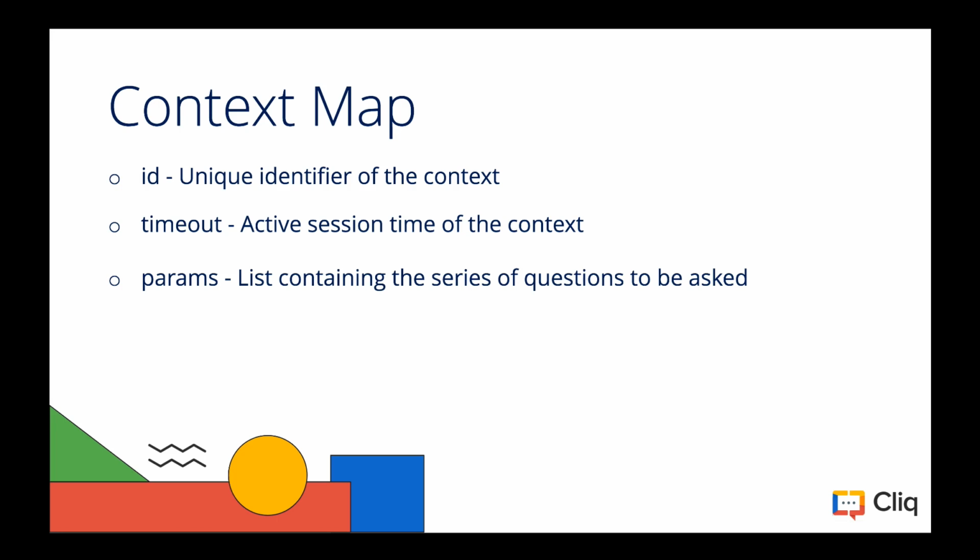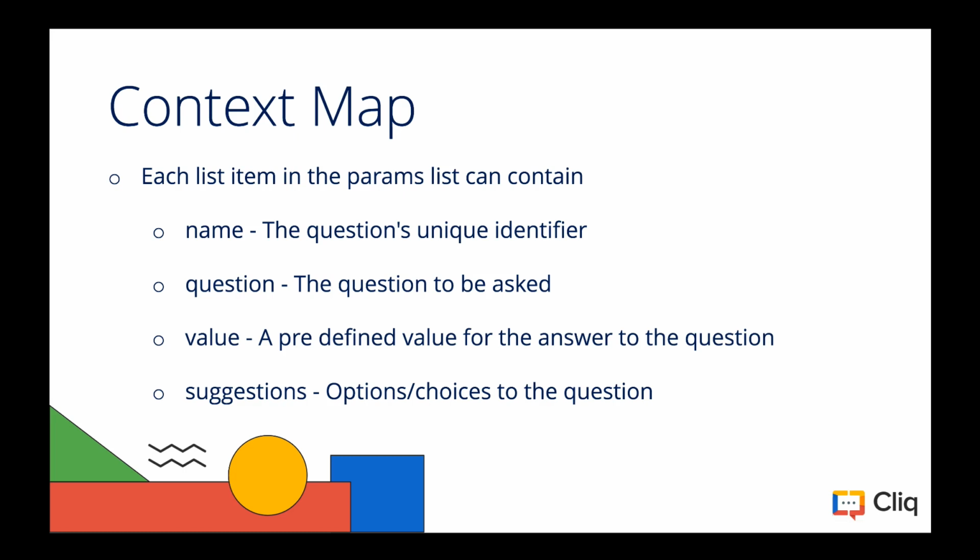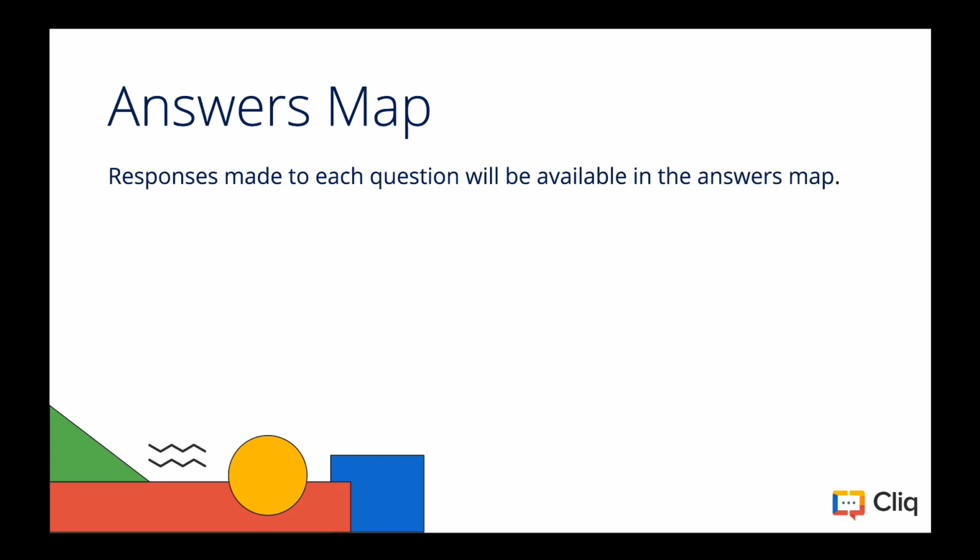So the attributes that are present in the params list are name. Name here is a unique identifier for each question, and the question itself; a value that you can provide as a response to the question. You can use this param if the answer to this question is already known. And suggestions. Suggestions are just a list of key value pairs that you can provide as options for the bot's question. User inputs for each question will be available in the answers map available in the context handler. All the answers given by the user for each question can be pulled by using the unique identifier name of the question. This would be easily understandable with an example in place.